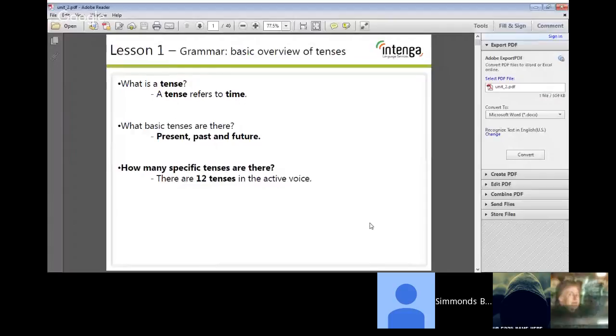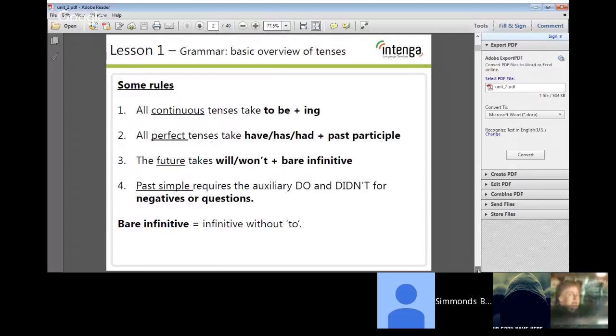Okay, great. So this is, again, the basic overview of the tenses. As we said, there's present, past, future, 12 tenses. Here are some rules. These are the basic rules, okay? There's continuous, perfect, future, and for example, past simple requires did, D-I-D, and didn't for negatives and questions, okay?